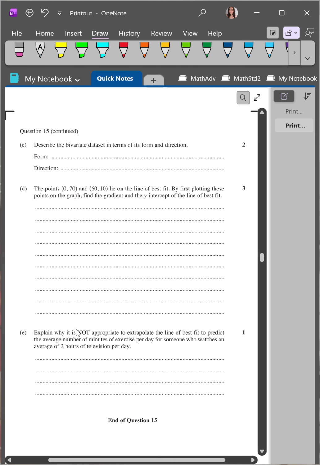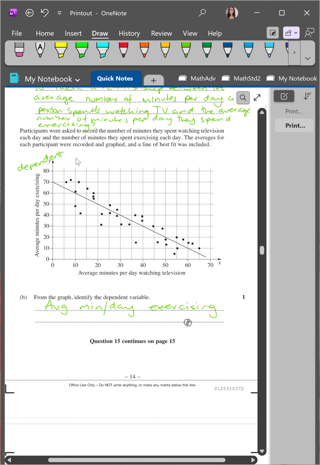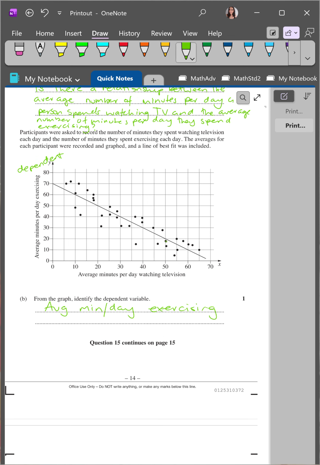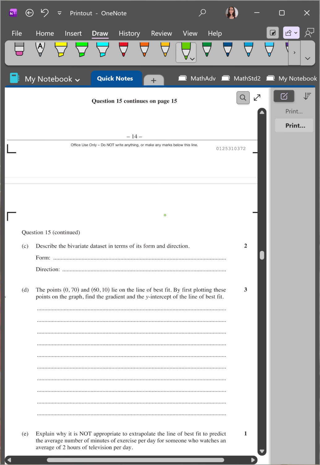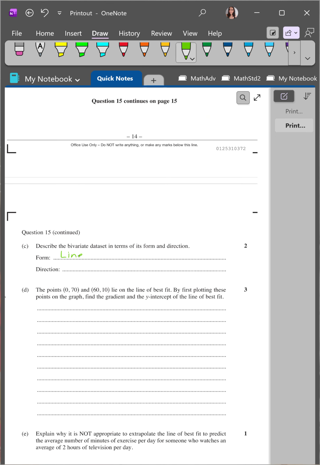For part C, it says describe the bivariate dataset in terms of its form and direction. So its form is the shape of it. We can see that the shape of this is linear. Now, if the data points were dotted around to create a general shape like a parabola, we could say nonlinear as well. So it's just the general shape all of your data points take. So this is linear for form.